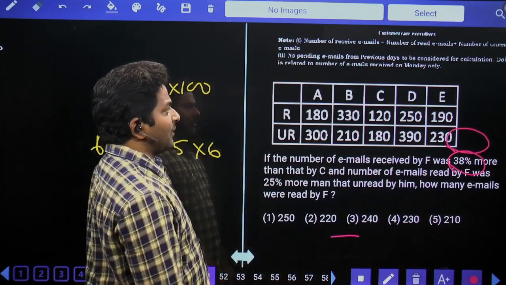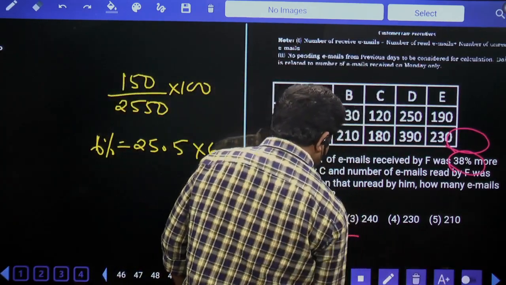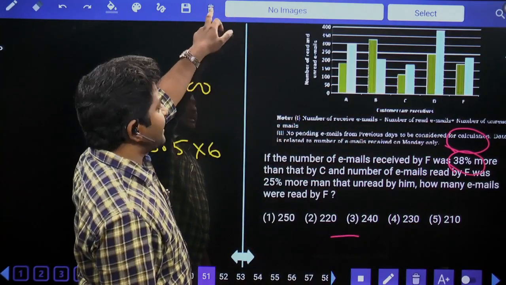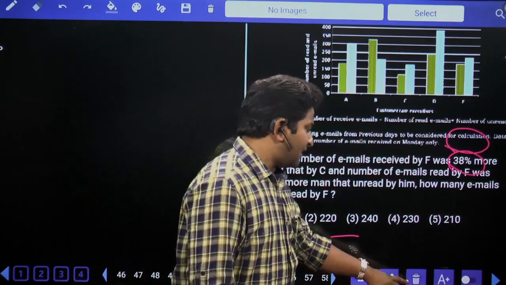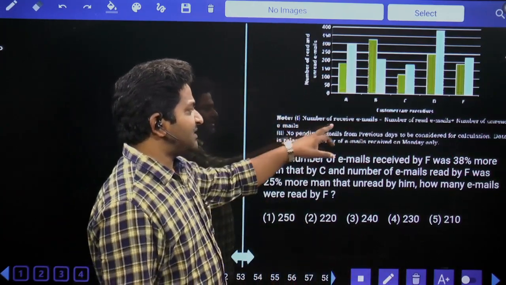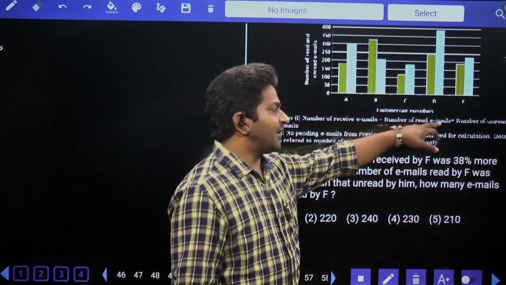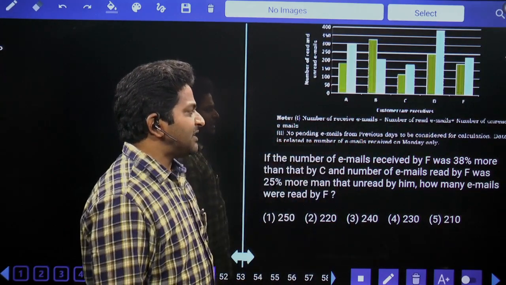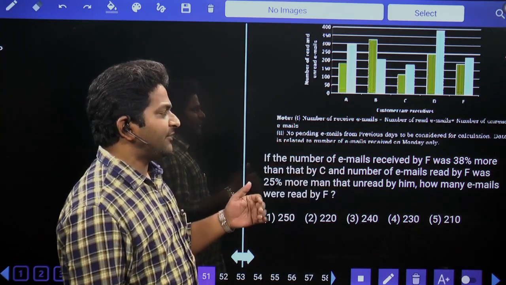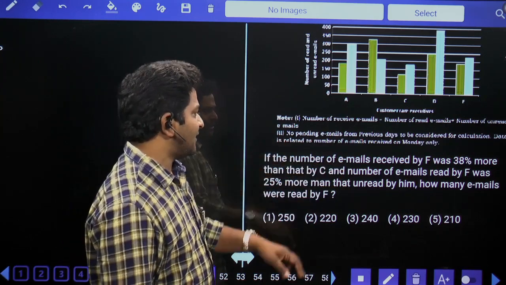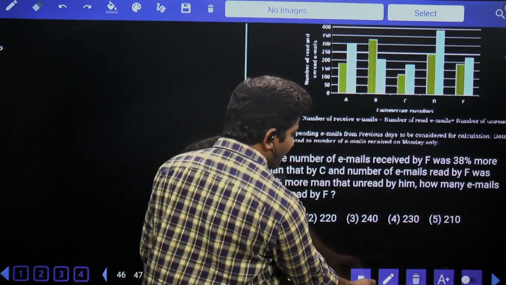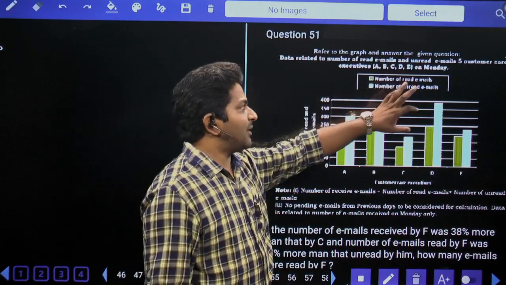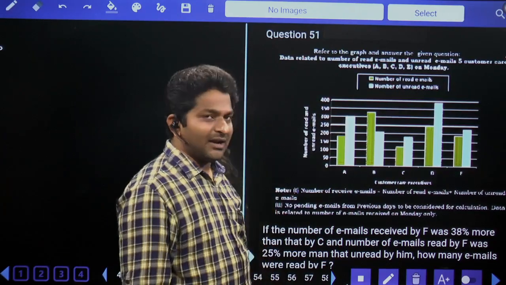Next we have the number of received emails and the number of read emails. The number of received emails is equal to the number of read emails plus the number of unread emails. The number of pending emails from the previous date to be considered for calculation data is related to the number of emails received on Monday only. So this data is regarding emails received on Monday, read emails and then unread emails.